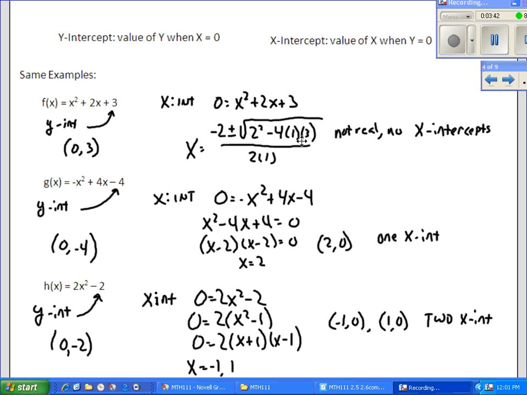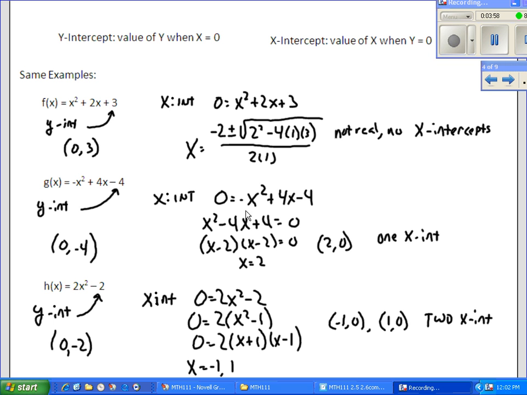But if we're actually looking for the x-intercepts, we're only interested in real solutions. So in this case, we could just stop and say no x-intercepts. Our second example, the y-intercept is negative 4. The x-intercept we can find by factoring.